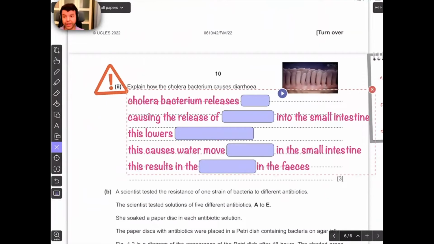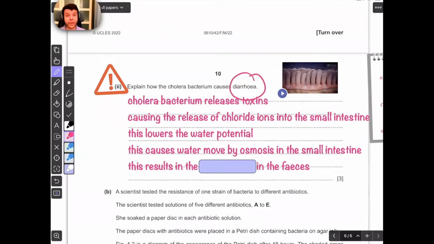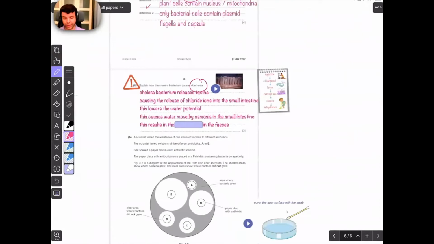So again, cholera releases what? Cholera releases toxin, causing a release of what? This would cause the release of chloride. And then what? This lowers the water potential in the intestine and causes water to move down its water potential gradient, right? And this results in the dehydration, the diarrhea. Why would diarrhea happen? Because water has been lost from the body tissues into the feces.